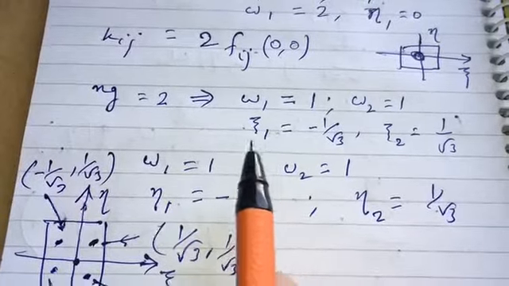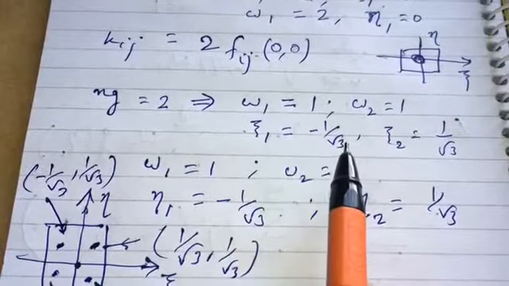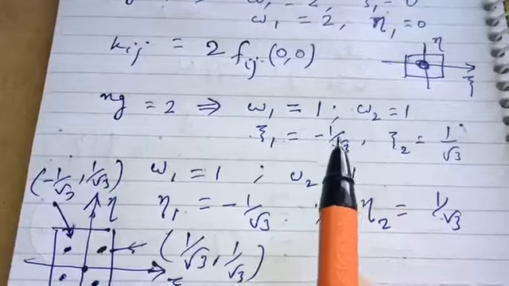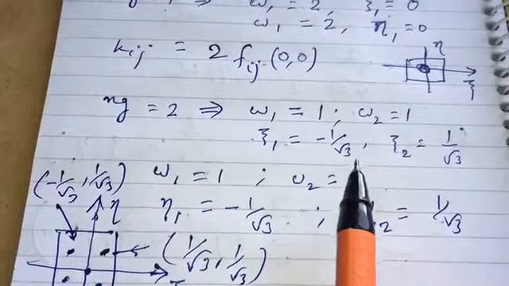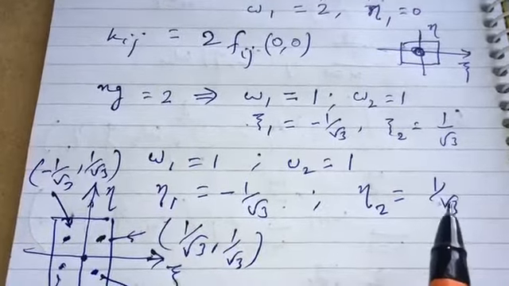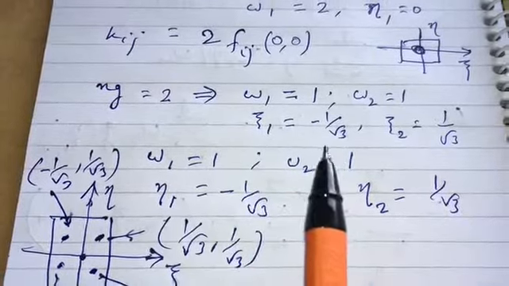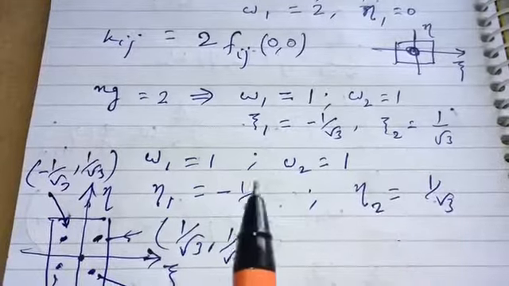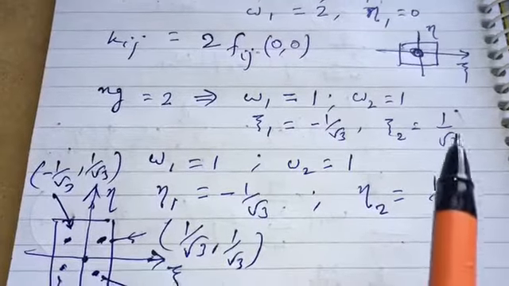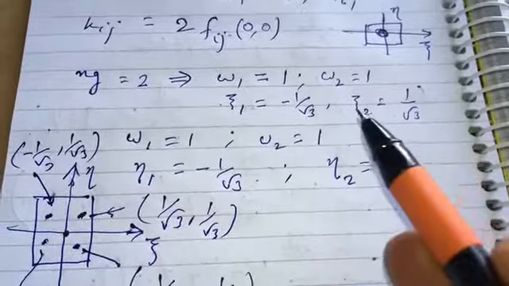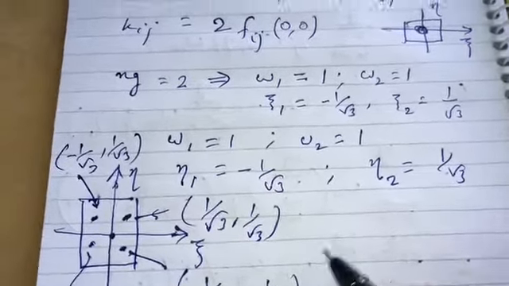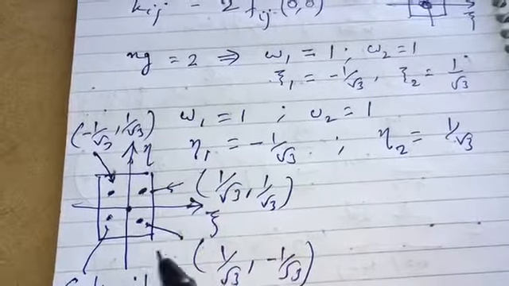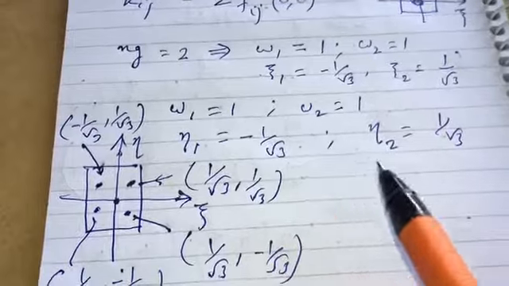So all combinations of xi 1, xi 2 and eta 1, eta 2: minus 1 over root 3, minus 1 over root 3, and minus 1 over root 3, 1 over root 3, that is 2 combinations from here; 1 over root 3, minus 1 over root 3, third combination; 1 over root 3, 1 over root 3, fourth combination. So 2 times 2, there are 4 combinations. This is how the integration points will be, and the weightage is 1 for all the cases.